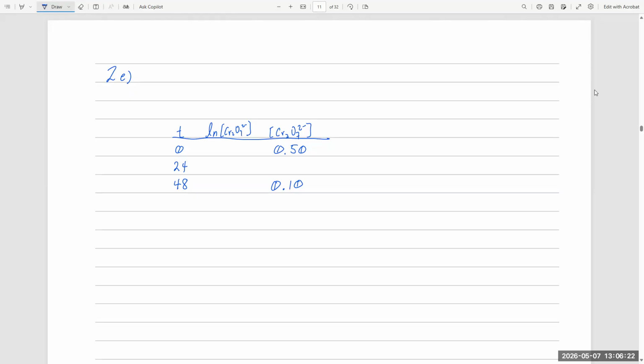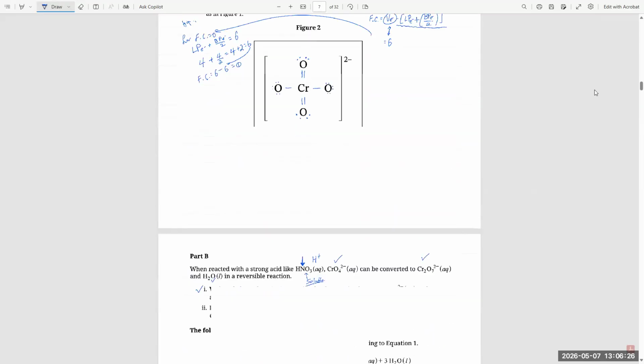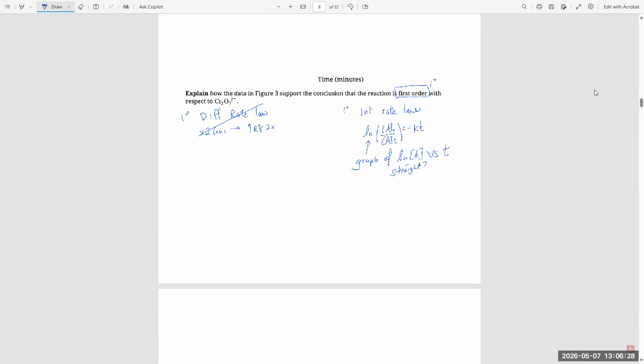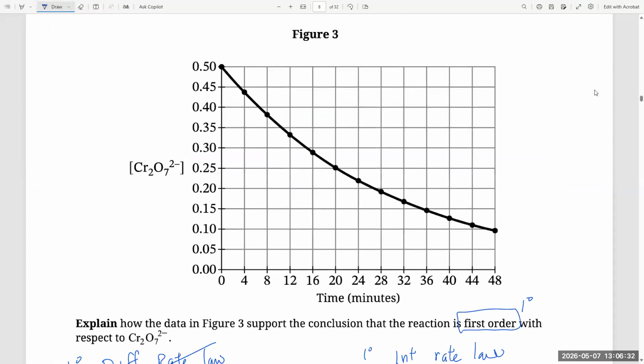All right, let me show you. So much for not scrolling, right? All right, so let's go. The chart I was making is right at time zero, remember it's 0.50, and at time 48, I got 0.1, and that's what I wrote in that chart that I made, right?